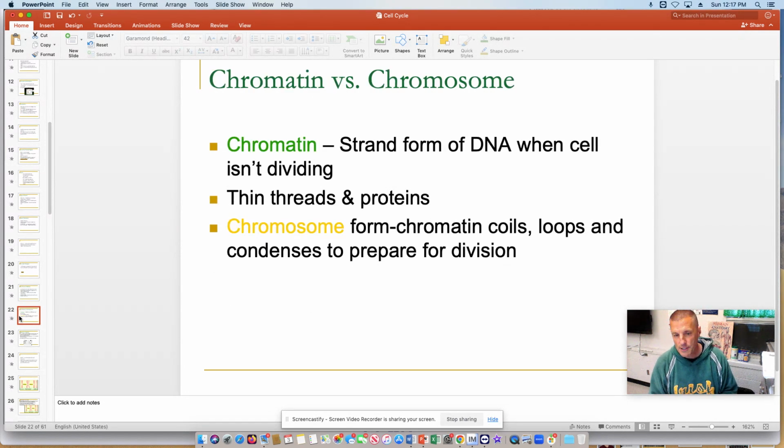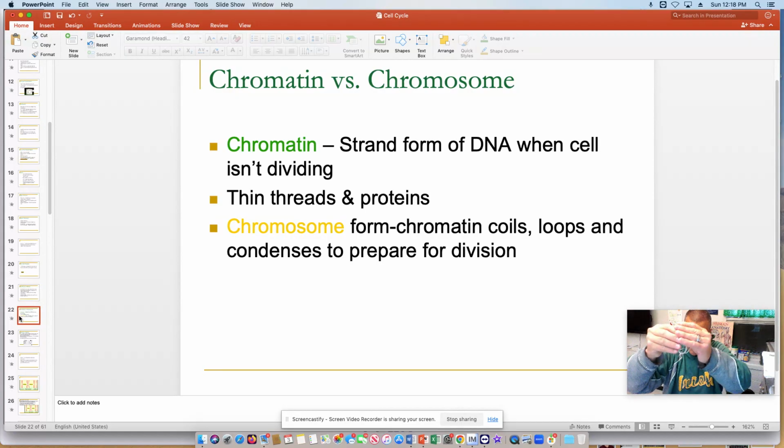Okay, so let's look at chromatin and chromosomes. Chromatin would be kind of like this, a loosely bound piece of string. There's this singular strand of DNA and proteins that is sort of elongated. That's when the cell isn't dividing, when the cell's in what's called interphase. This is what the DNA is going to look like, a loosely bound combination of thin, thread-like material and proteins.